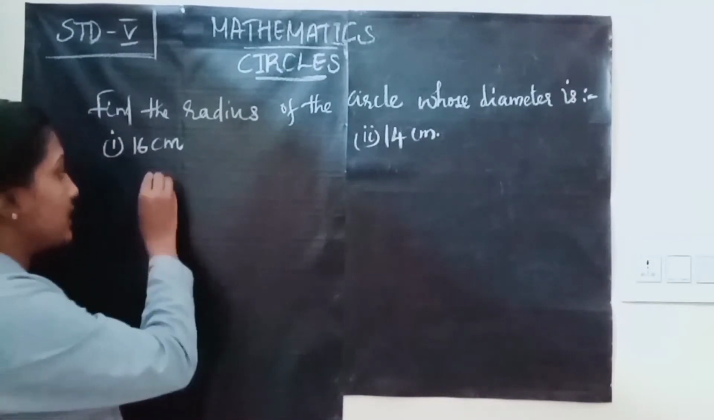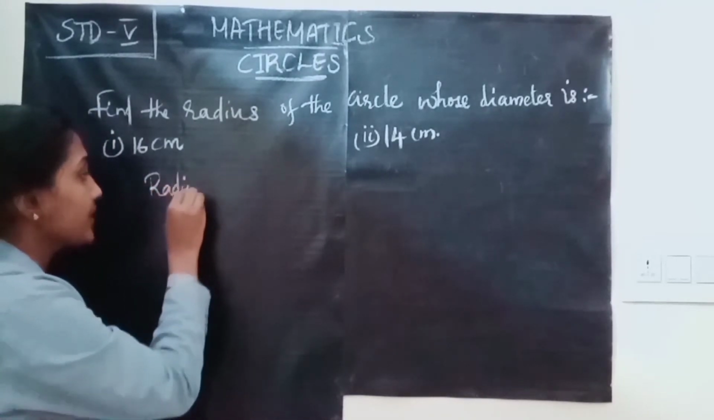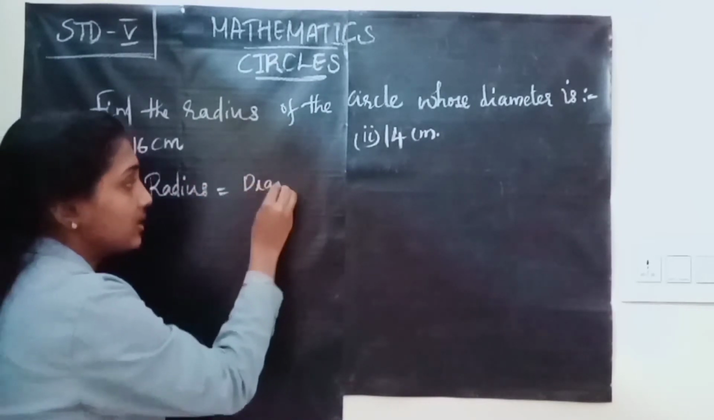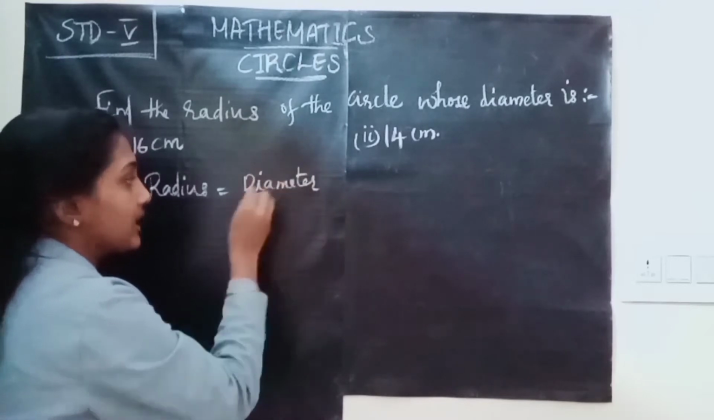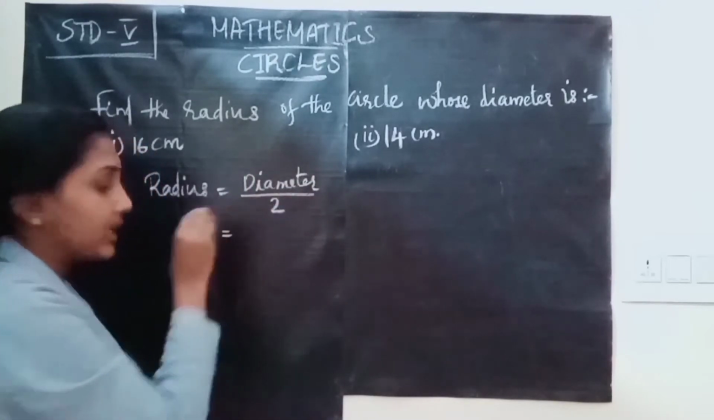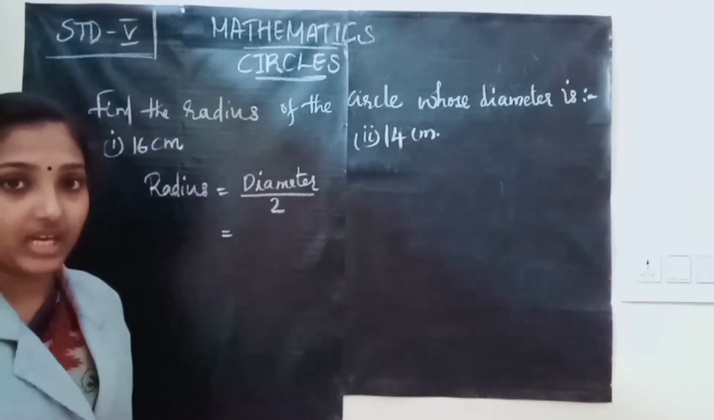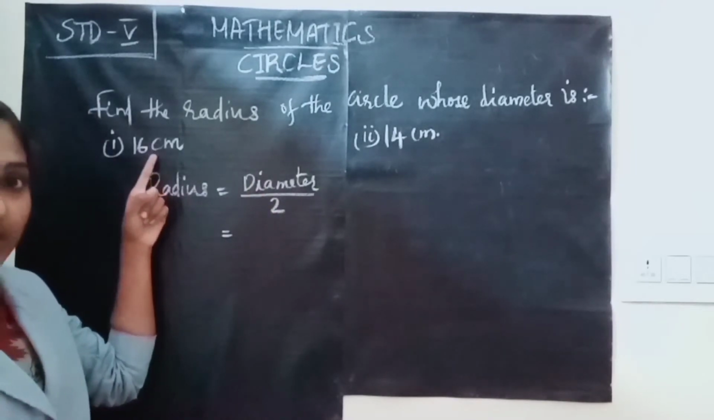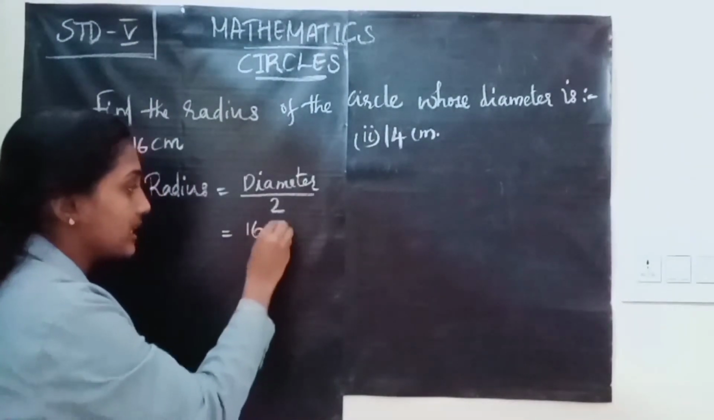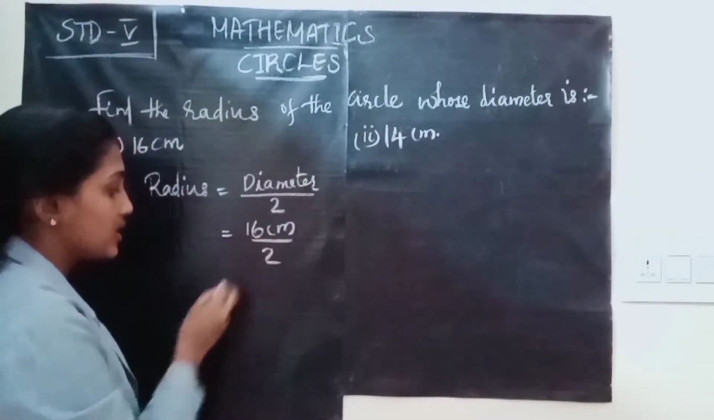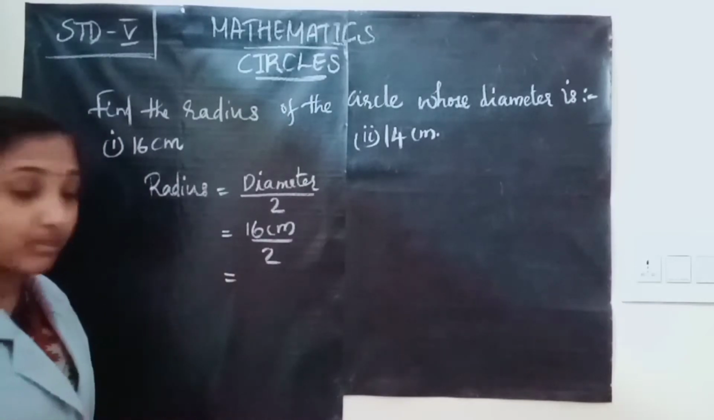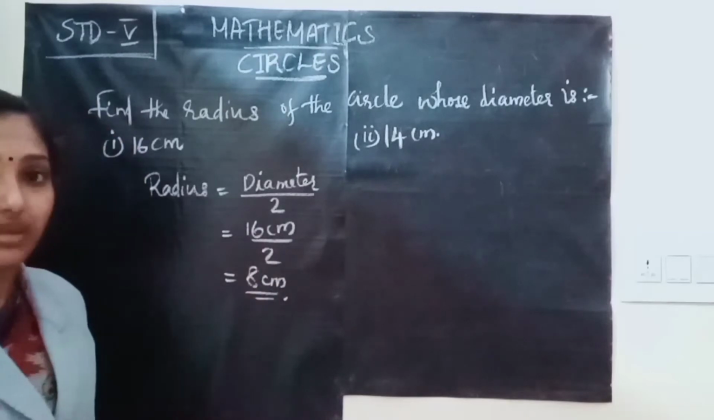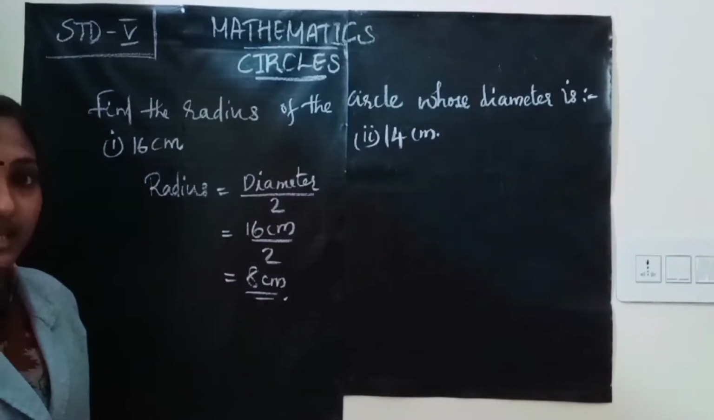We have studied that radius is equal to half of the diameter. So radius is equal to diameter divided by 2. Radius is half of diameter. So diameter divided by 2, and diameter here is given as 16 centimeter divided by 2. And 16 by 2 is 8 centimeter. So the radius of the given circle is 8 centimeter.